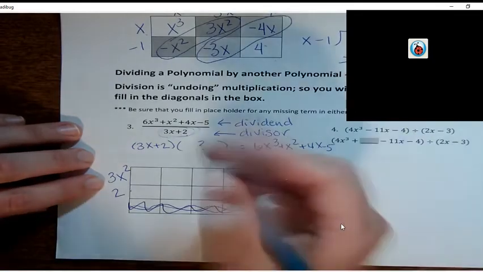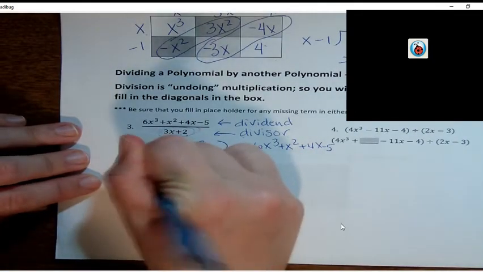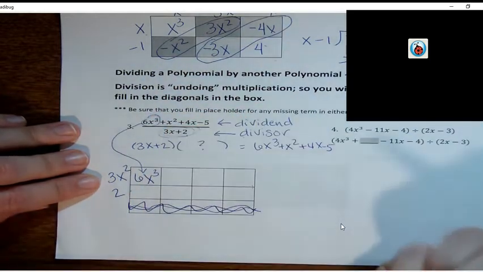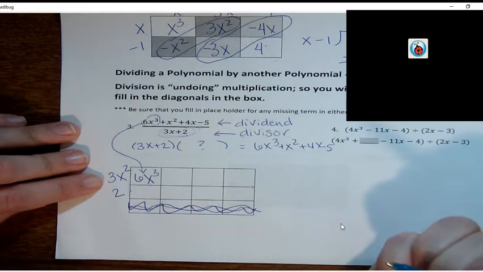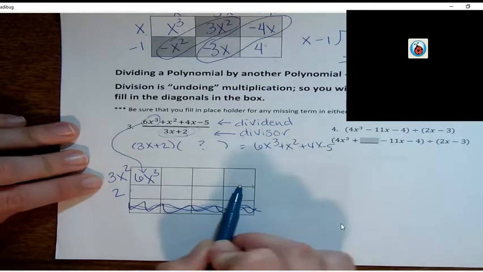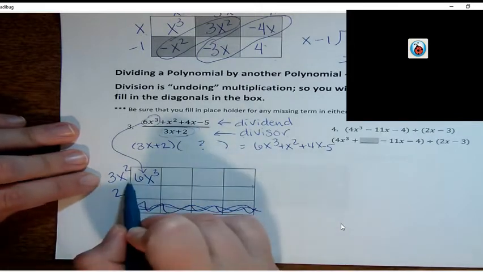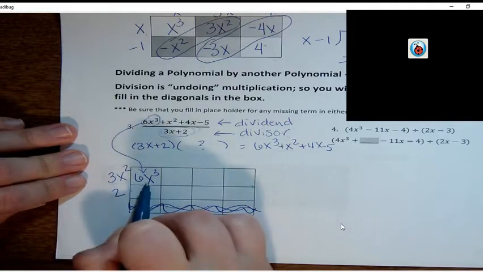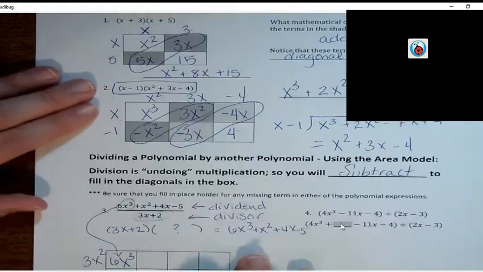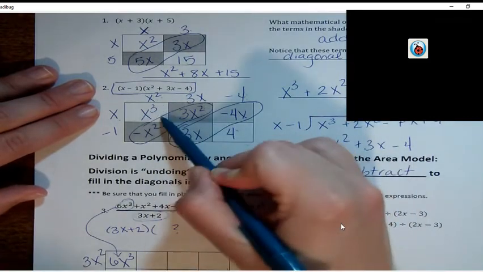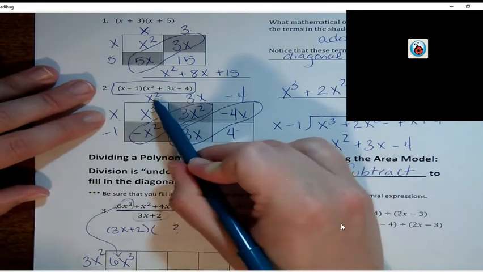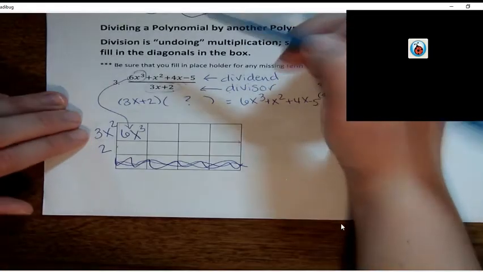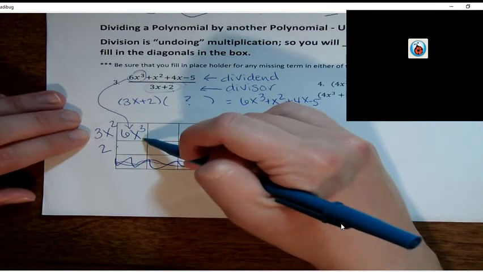Okay, so I'm going to start with just my first term. I have 6x cubed. That's my very first term of my polynomial. And I want to ask myself, before I do anything else, before I fill in the rest of my polynomial, what on earth would I need to multiply 3x squared by to get this 6x cubed? Okay, so just like up here, we had an x cubed on the inside. We got that x cubed by multiplying the thing to the left and to the top to get the inside. So I want to do the same thing here. What would I have to multiply this by to get the 6x cubed?